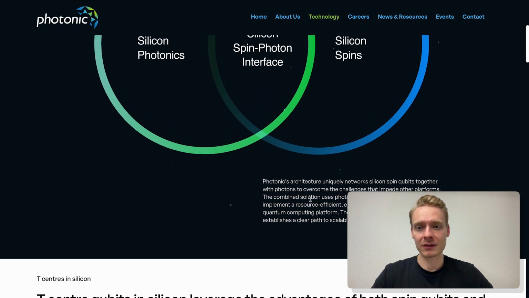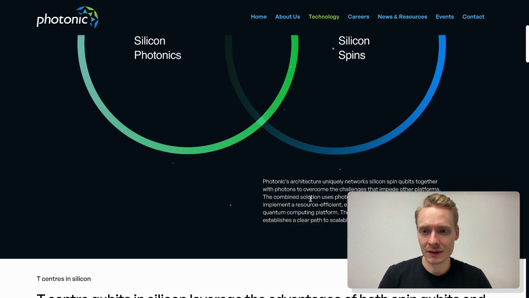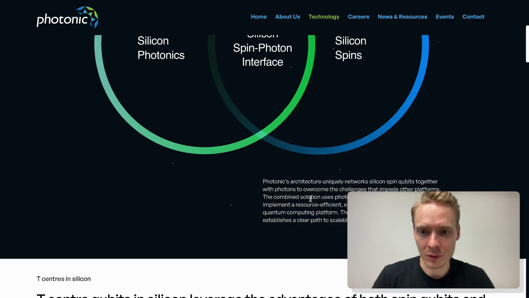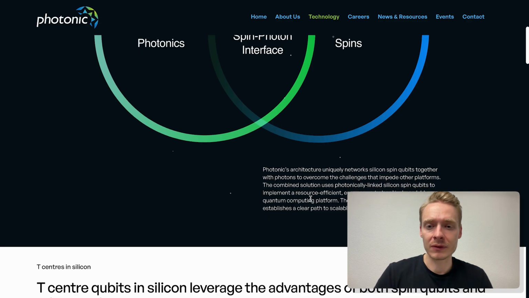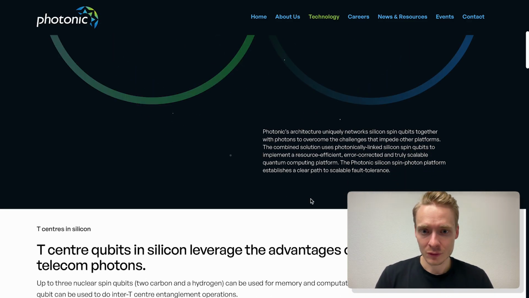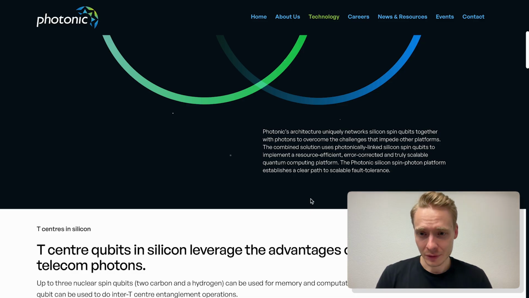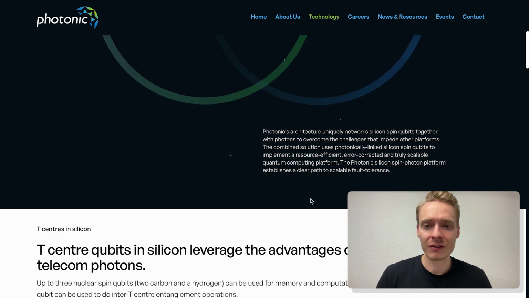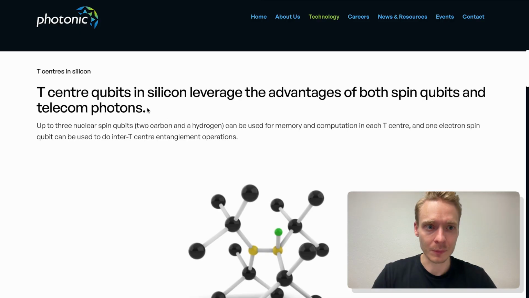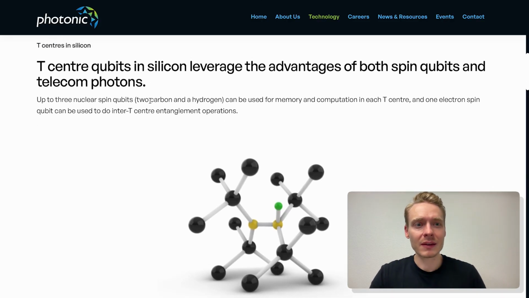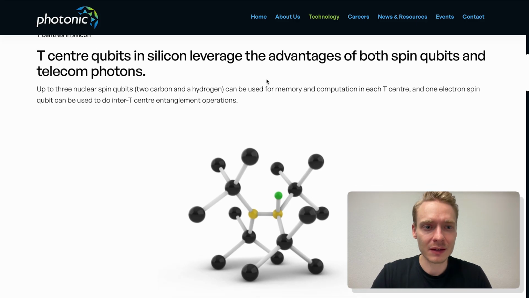So here it says, photonics architecture uniquely networks silicon spin qubits together with photons to overcome the challenges that impede other platforms. The combined solution uses photonically linked silicon qubits to implement a resource-efficient, error-corrected, and truly scalable quantum computing platform. The Photonic silicon spin photon platform establishes a clear path to scalable fault tolerance. So, T-centers in silicon. T-center qubits in silicon leverage the advantages of both spin qubits and telecom photons.